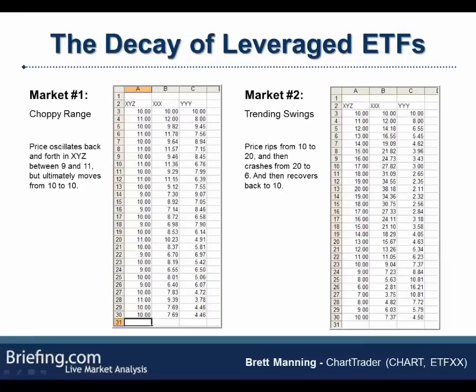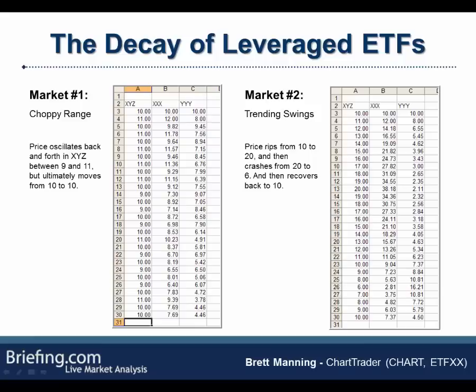And so to really drive home the point, here's that same effect on display over 2 different price series when you draw it out a bit more. Market number 1, on the left-hand side, is a choppy range. Market number 2, on the right-hand side, is a big trending rally and then a big trending drop. So in both cases, XYZ goes from 10 to 10 over the course of 30 different trading sessions.